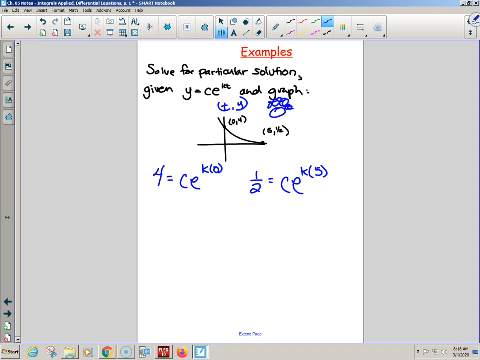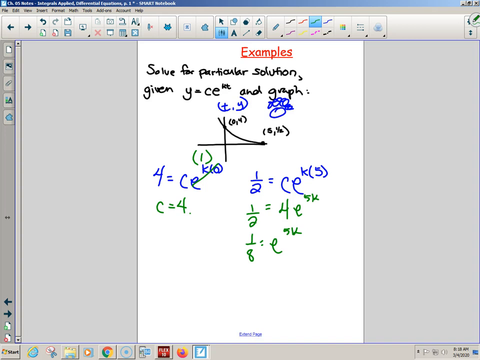When you guys want to go plug and chug and solve this out, I'm going to use green because this is pre-calc, this is review stuff. Anything to the 0 power is 1, which means C is equal to 4, because that's just going to all go to 1. C times 1 is 4, so C is 4. So what can I do when I come over here and I need to solve? Plug in 4. So 4 times e to the 5k equals 1/2. I can divide by 4, I get 1/8.